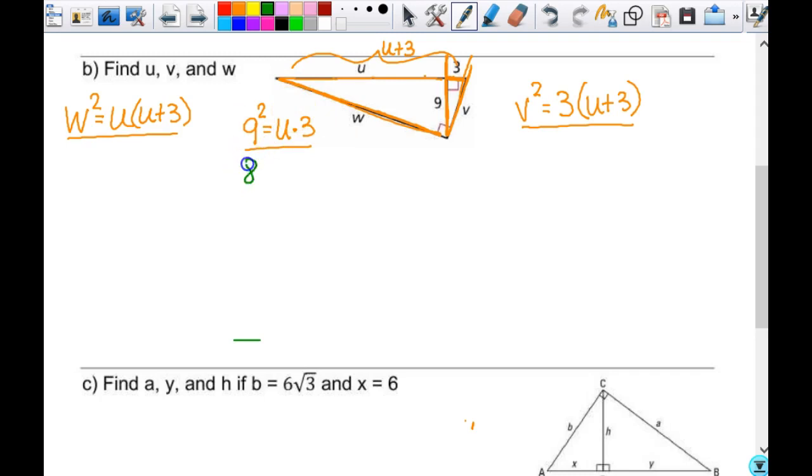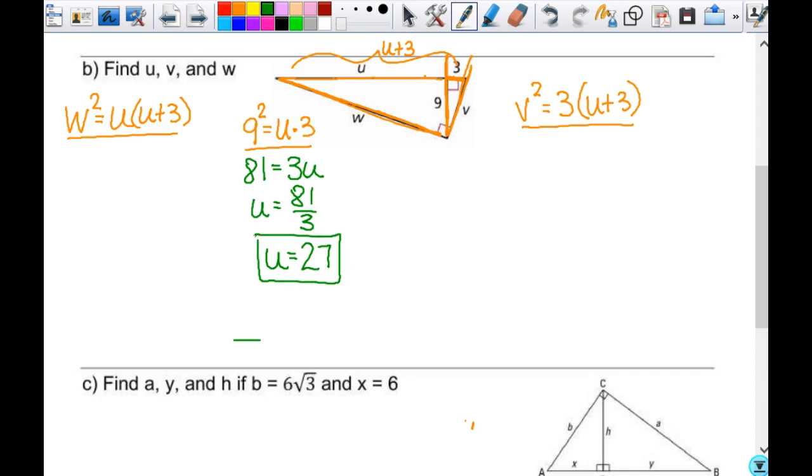9 squared is 81. That's equal to 3 times U. So U is equal to 81 over 3. So what does U equal? 27. Everybody okay with that so far? That one I could get because it had 1 variable.